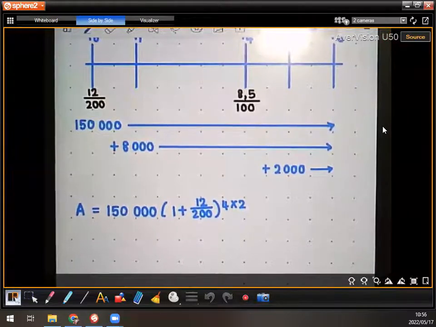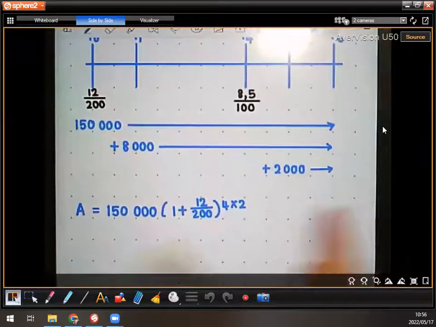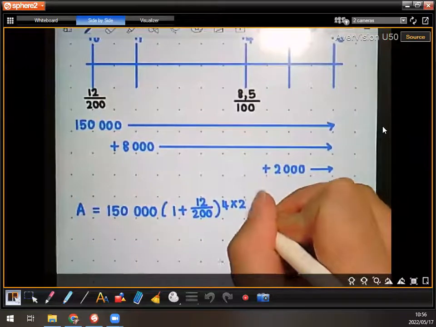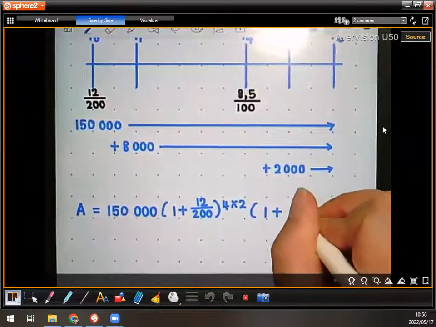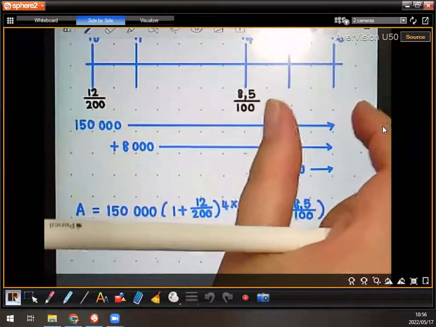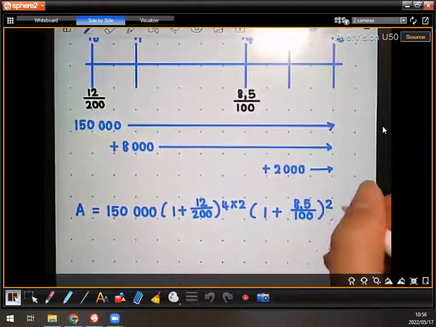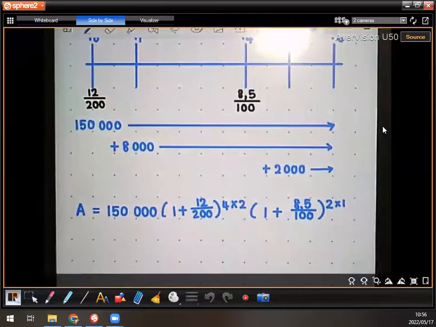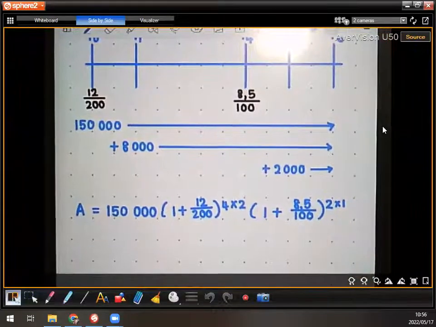Now, like we did yesterday, we're not going to do separate calculations for separate interest rates. We're just going to put the second interest bracket next to the first one. Okay, so we're going to say the second interest rate was 1 plus 8.5 over 100. And how many years was that interest rate active for? 2 years. How many times a year? Just one. So you don't have to do it times one, but you can. All right? So guys, if I now do that calculation, it's going to tell me what the 150,000 rand was worth after 6 years.